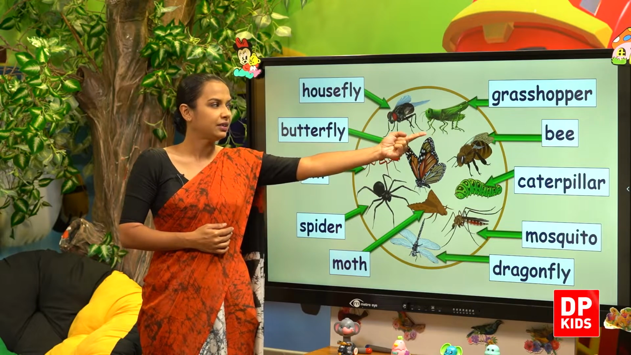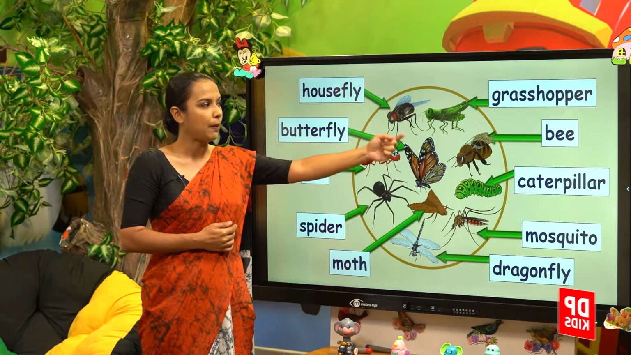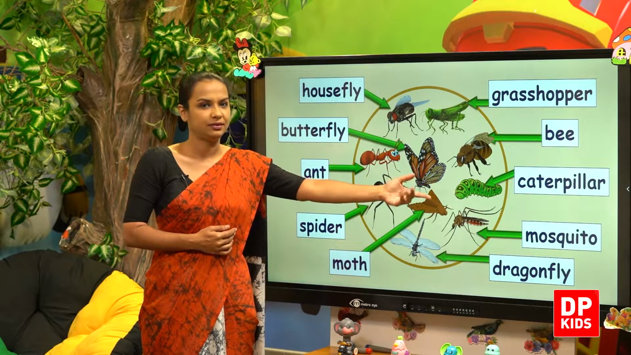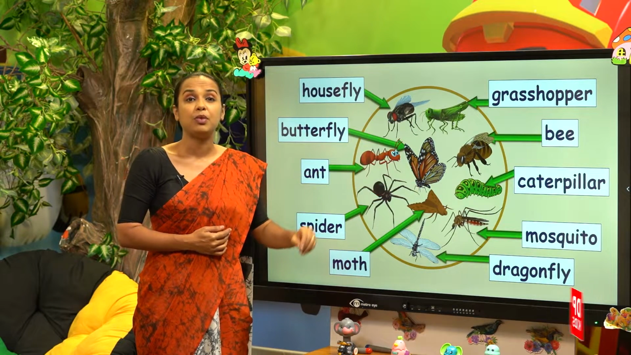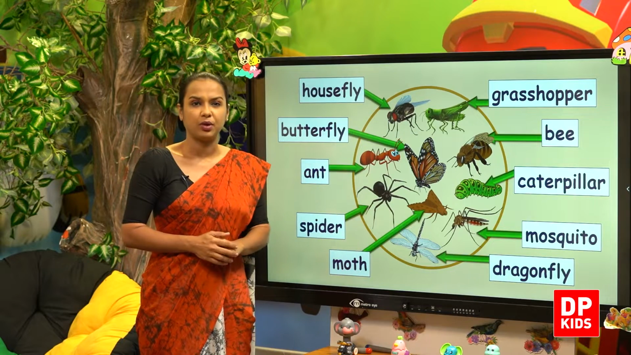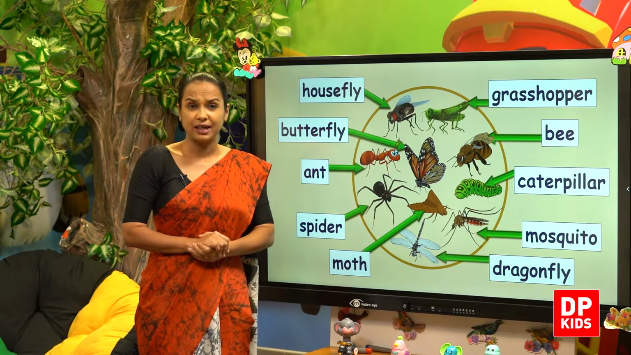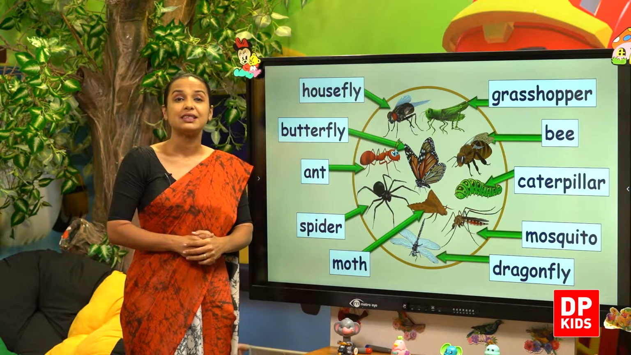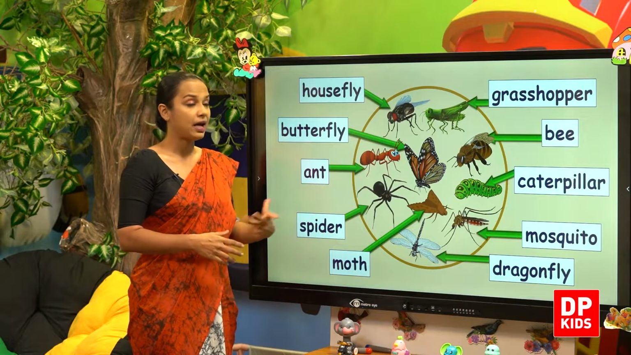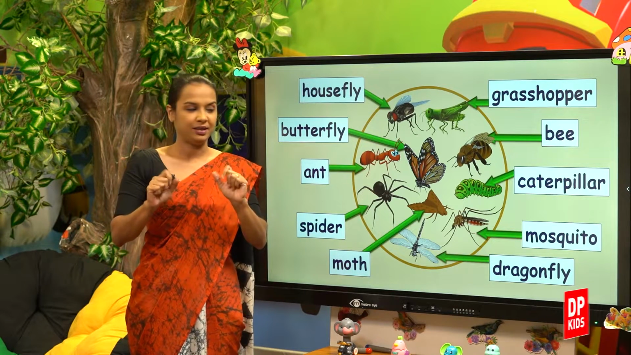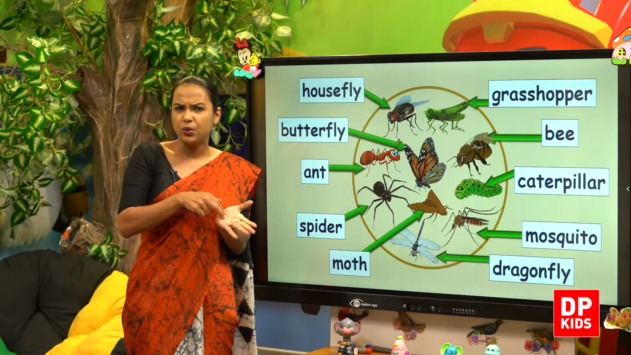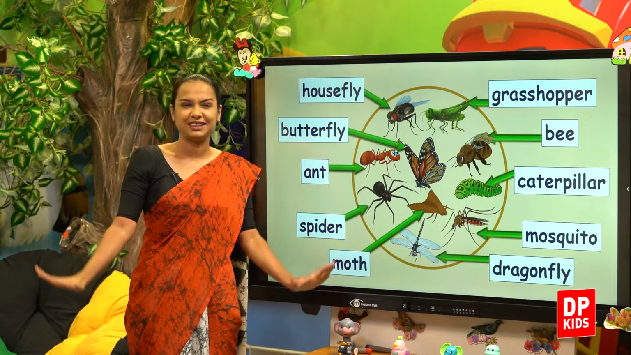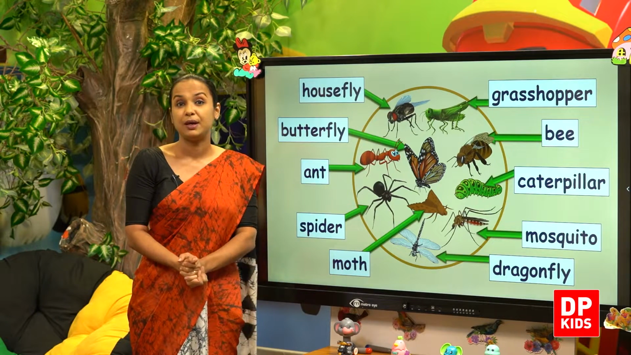Grasshopper. Tanakola petta. Bee. Meemessa. Caterpillar. Dalambua. Mosquito. Madurua. Dragonfly. Batkura. Moth. Salabaya. Spider. Makuluwa. Ant. Kumbiya. Butterfly. Samanalaya. And housefly. Massa.